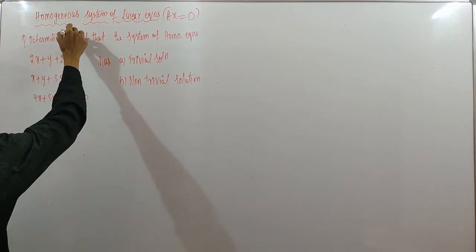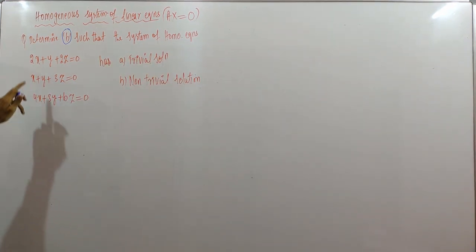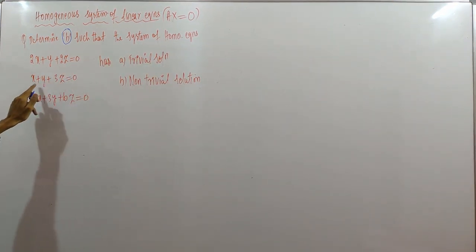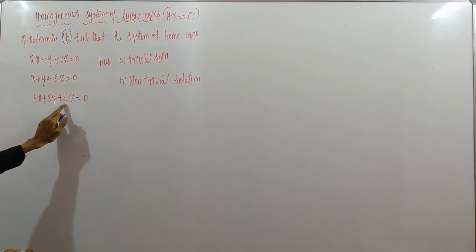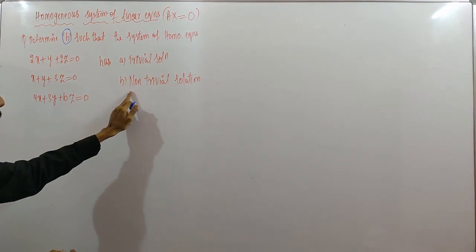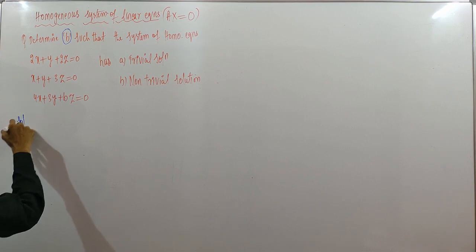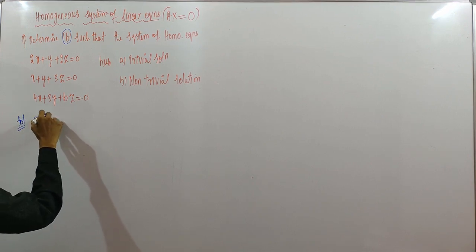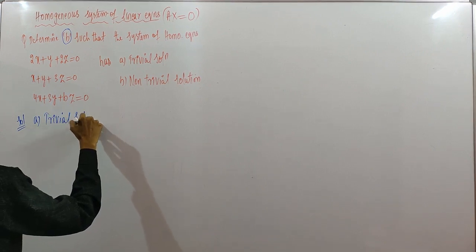Determine b such that the system of homogeneous equations 2x plus y plus 2z equal to 0, x plus y plus 3z equal to 0, 4x plus 3y plus bz equal to 0 has a trivial solution, and a non-trivial solution. Let us solve first for the trivial solution.